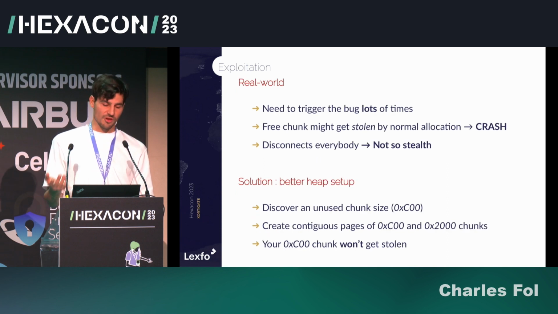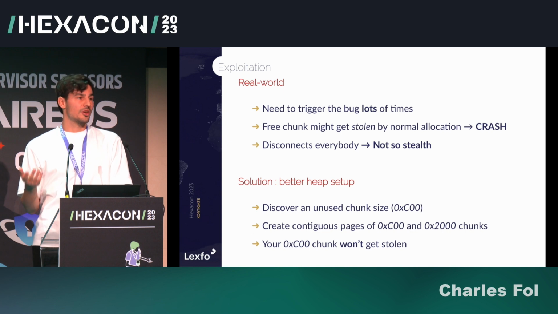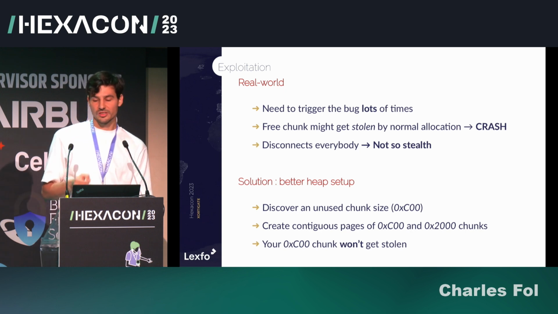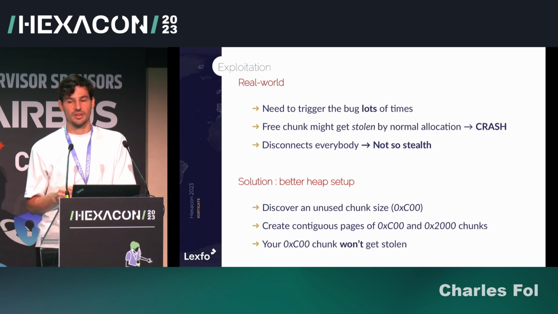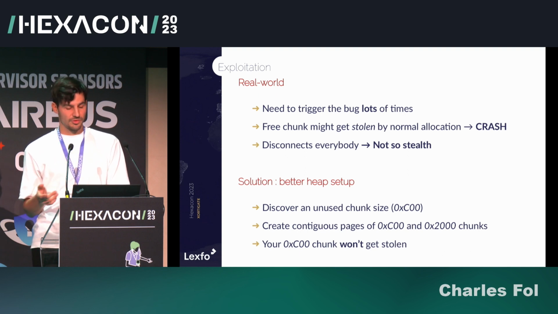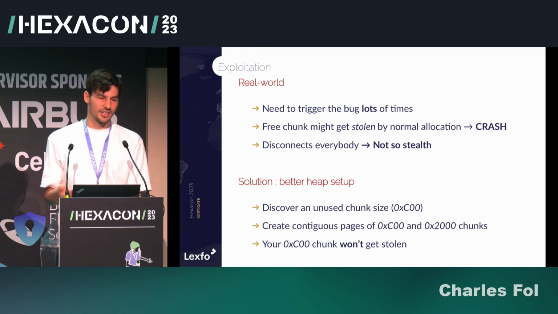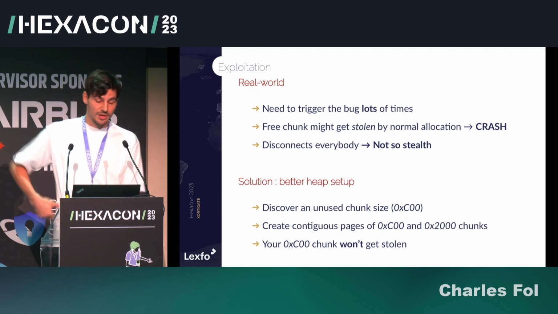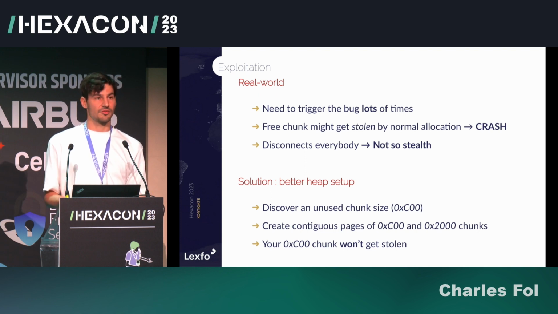But then we have another problem. We need to trigger the bug lots of times. Even for one primitive, we need to trigger the bug twice. And we absolutely need every single bug to be exactly from the same address, otherwise we get a crash. And a crash will actually disconnect everybody, so you will probably get caught, or at least they will get suspicious, right? And so my first exploit, which was the one I just described, was not so stealthy, and I wanted to get something better.